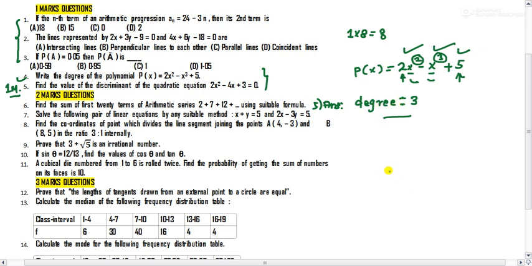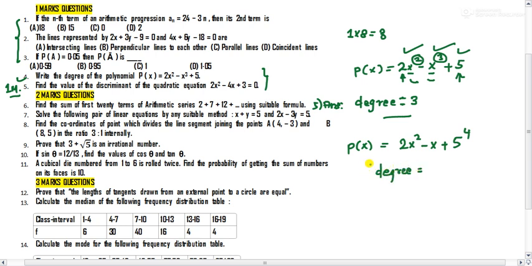Question number 5. Answer: degree is 3. That's all. Now see, this question can be like this. P of x is 2x square minus x plus 5, power 4. If they ask you what is the highest degree or just the degree, what will be the answer? Can you tell me?